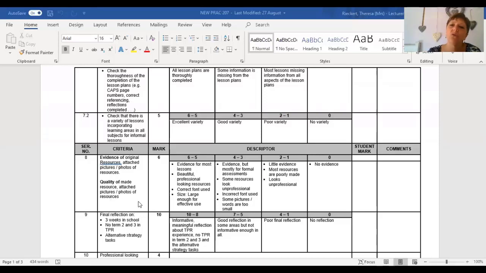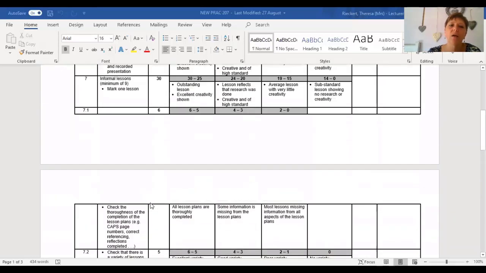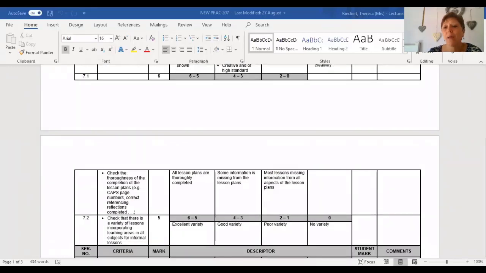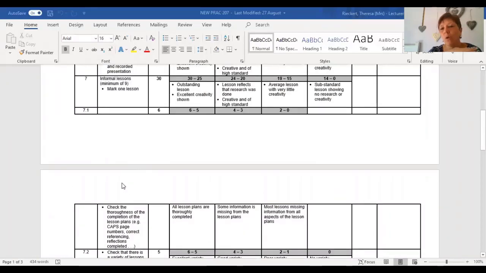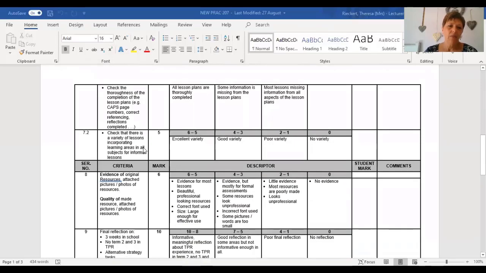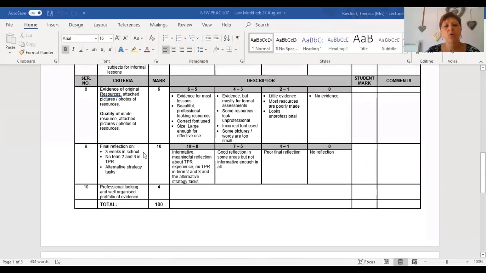So when you're looking through the lesson plans, you will check 7.1, 7.2 and 8 while you are just scanning the 9 lessons. Okay, so then the next division is the final reflection.